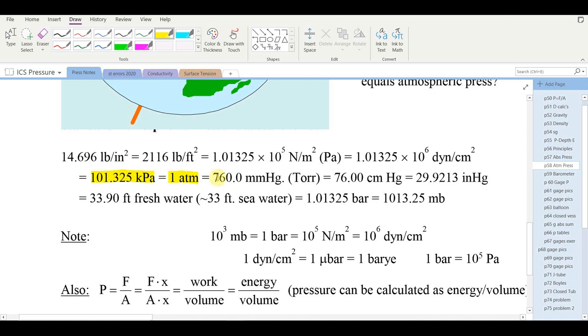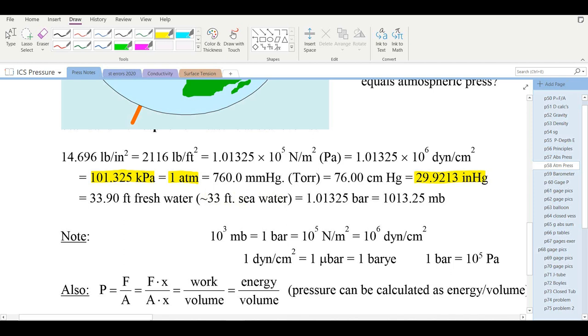That's equivalent to 760 millimeters of mercury, sometimes referred to as torr, named after Evangelista Torricelli, an Italian physicist who came up with the barometer. That's 76 centimeters of mercury. Convert that to inches, 29.92 inches of mercury. If you watch the American weather station, you'd probably hear it quoted that way. That's equivalent to 33.90 feet of fresh water, which exerts the same pressure as 76 centimeters of mercury. It's about 33 feet of seawater.